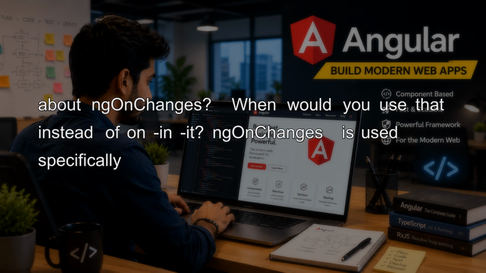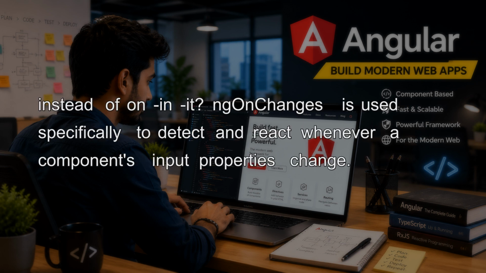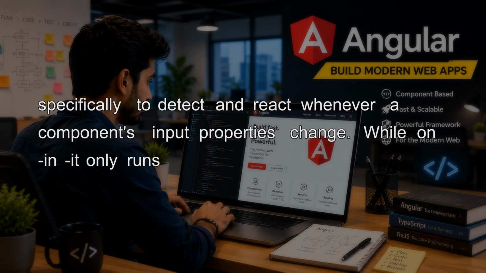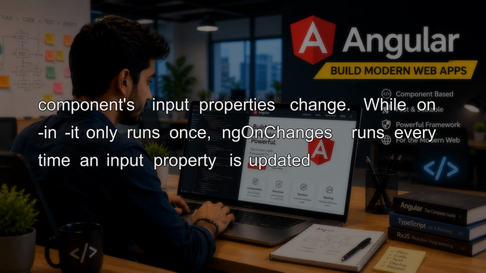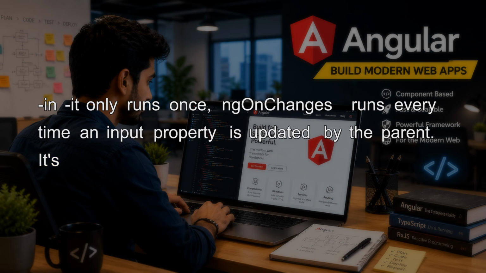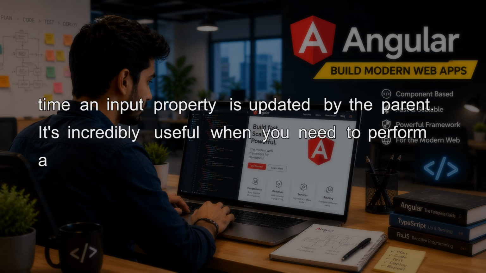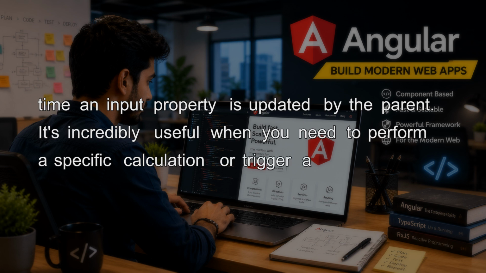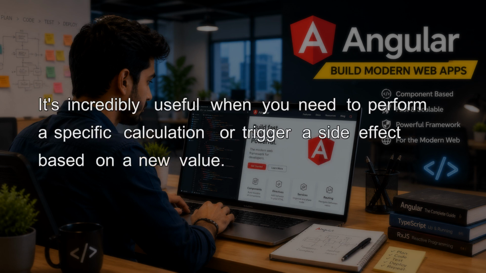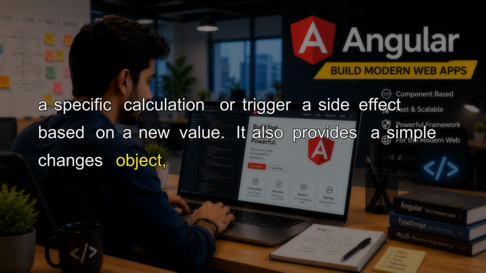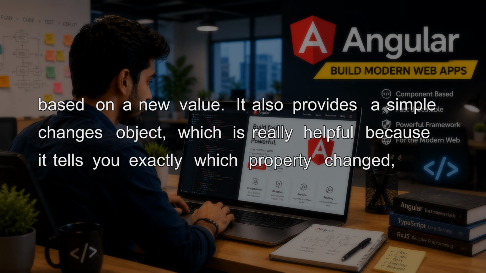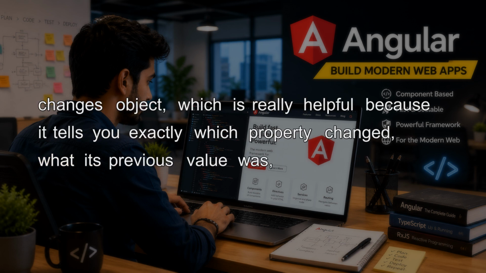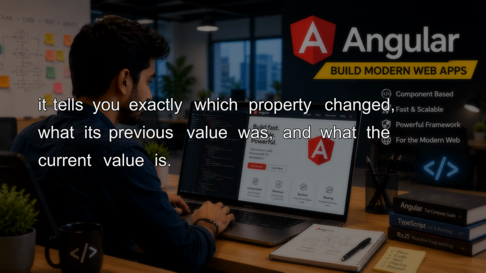ngOnChanges is used specifically to detect and react whenever a component's input properties change. While ngOnInit only runs once, ngOnChanges runs every time an input property is updated by the parent. It's incredibly useful when you need to perform a specific calculation or trigger a side effect based on a new value. It also provides a SimpleChanges object, which is really helpful because it tells you exactly which property changed, what its previous value was, and what the current value is.